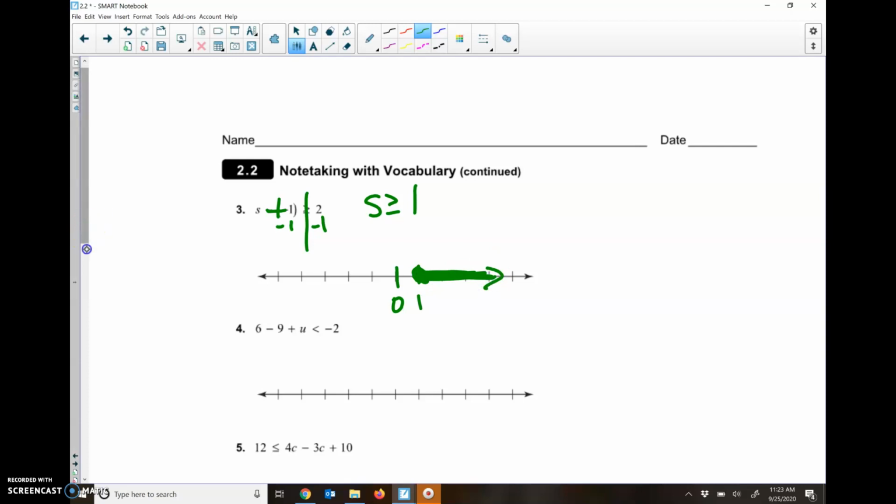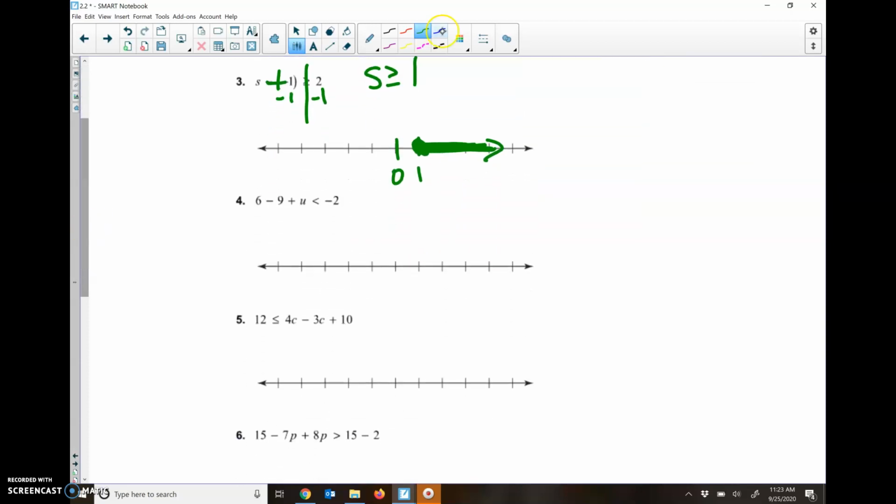All right, 4 gets a step harder here because now we have to simplify and combine our like terms here. So I have 6 minus 9 is negative 3 plus u is less than negative 2. So kind of a step before then. Since it's a negative 3, I'm going to add 3 to both sides. Negative 3 plus 3 is going to cancel. So I'm left with u, and then negative 2 plus 3 is a positive 1.